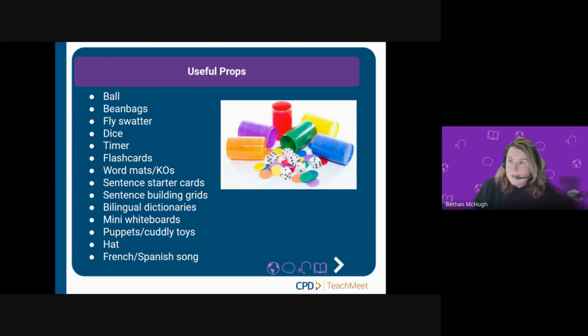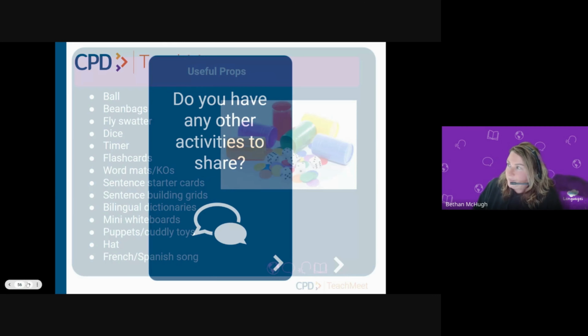And songs, having some songs that you can find quickly on standby on YouTube. Bookmark a couple of French and Spanish songs. You can use them for pass the parcel, you can use them for some active learning. Have a little dance around and dance to the song. It can be really great fun.